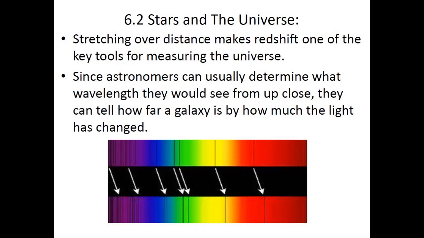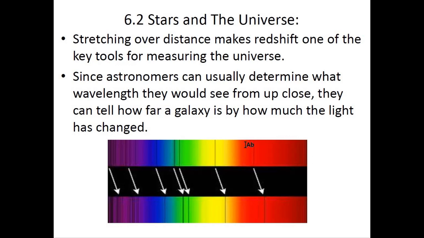Stretching over distance makes a redshift one of the key tools for measuring the universe and finding how far away an object is from us, or at what rate it is moving away from us. Since astronomers can usually determine what wavelength they would see from up close, they can tell how far a galaxy is by how much the light has changed.